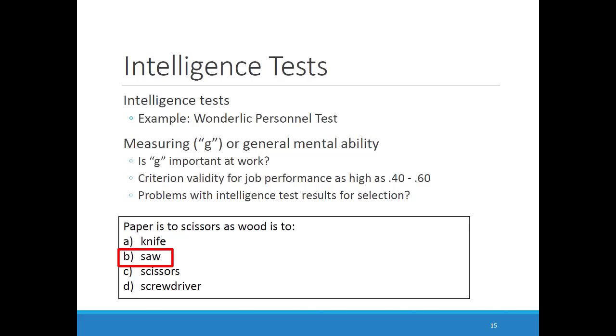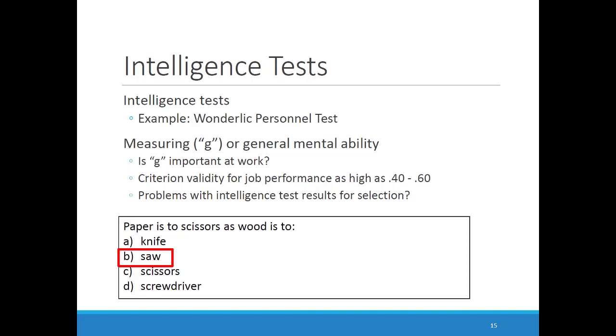However, it's not necessarily across the board. Can you think of any jobs for which having more intelligence is not necessarily important for job performance? You might be thinking of jobs that are fairly routine. For instance, some types of manufacturing jobs. If you're doing the same activity over and over again and you're using your physical abilities more than your mental abilities, then perhaps cognitive ability is not as important for that job. And you would be correct.